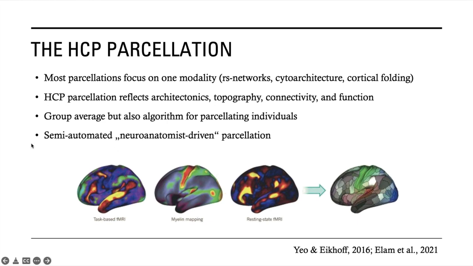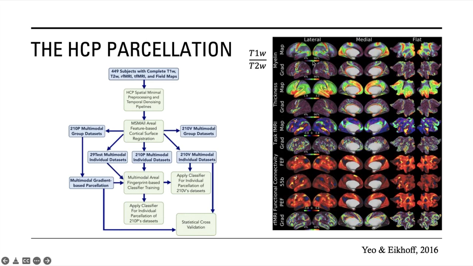But the original multimodal parcellation is a semi-automated, neuroanatomist-driven parcellation. So different modalities were averaged across this population of the Human Connectome Project, or a subpopulation, and then neuroanatomists decided which features were relevant to disentangle areal borders of distinct brain areas in the brain. And this led to a 180 area parcellation of the human cortex. Yeah, this is going way too far into detail for the 3 minutes left. So this is just an overview of the modalities used.